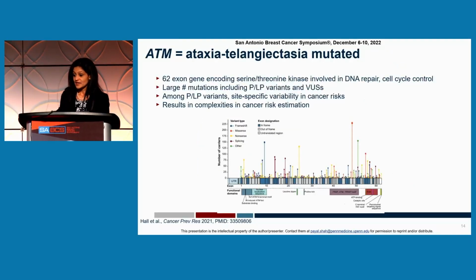We'll next focus on ATM, and the first thing to say about this gene is that it is large, 62 exons compared with 24 and 27 for BRCA1 and BRCA2, respectively. So there are a large number of mutations in this gene, including pathogenic and likely pathogenic variants, as well as variants of uncertain significance. Among pathogenic and likely pathogenic variants, we do see site-specific variability in cancer risks, and all of this contributes to complexities in estimating cancer risks associated with this gene.